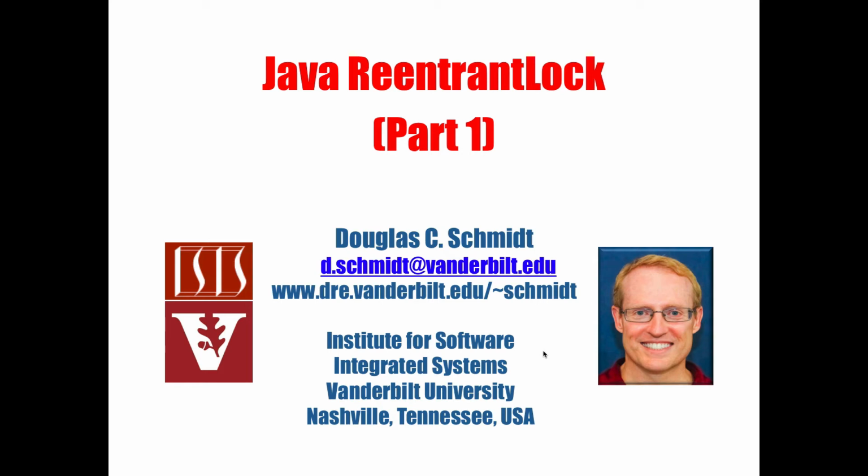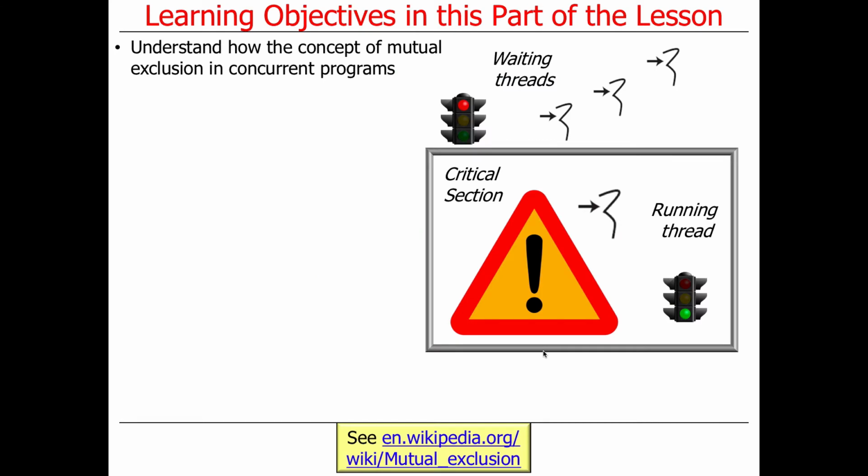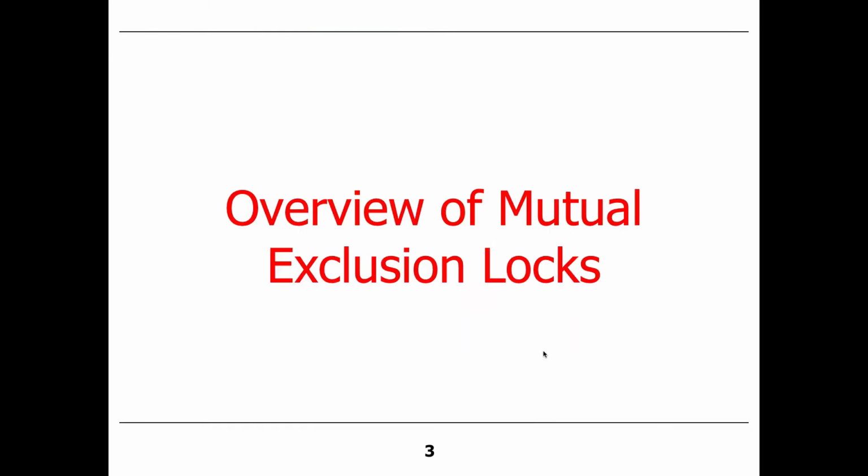The next topic we're going to cover is something called a reentrant lock. I'll first start by talking about the concept of mutual exclusion, which occurs commonly in concurrent programs. And then we'll talk later, in the next section, about how Java's reentrant lock implements mutual exclusion. So what is mutual exclusion?